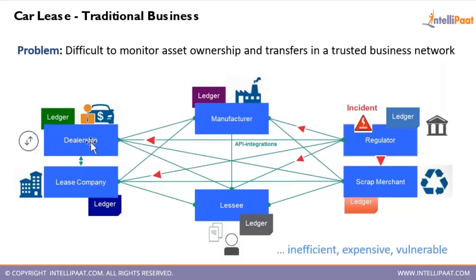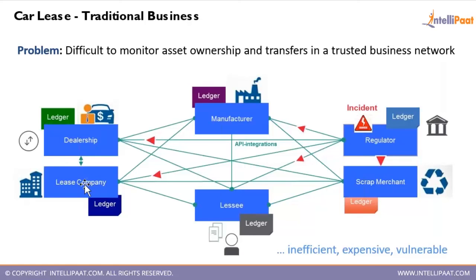Third would be between a lease company and a dealer. In this case, he'll check whether the lease company is enrolled with the dealer and what kind of relationship it has. The lease company gets into a contract with the dealer that after a certain mileage, the lease company will ensure that the car is maintained well at every milestone achieved.